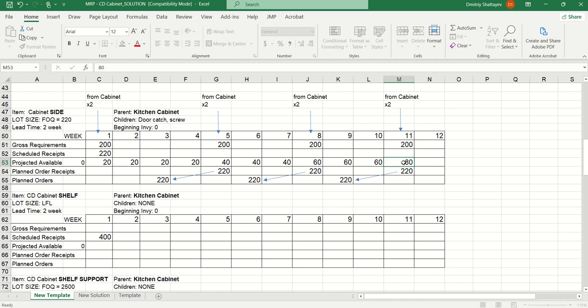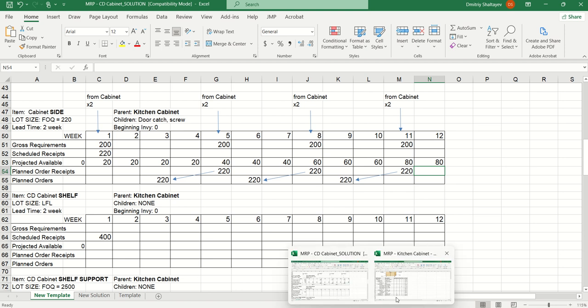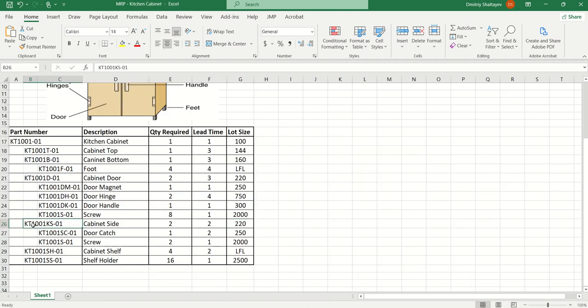And the same thing is happening in week number 12. 80 projected available in week number 12. Okay, so that is the end of the MRP record for our sides. And we have 2 more immediate children of the CD cabinet left, so we're done with sides, shelves, right? Note that the lead time is 2 weeks and the lot size is LFL.